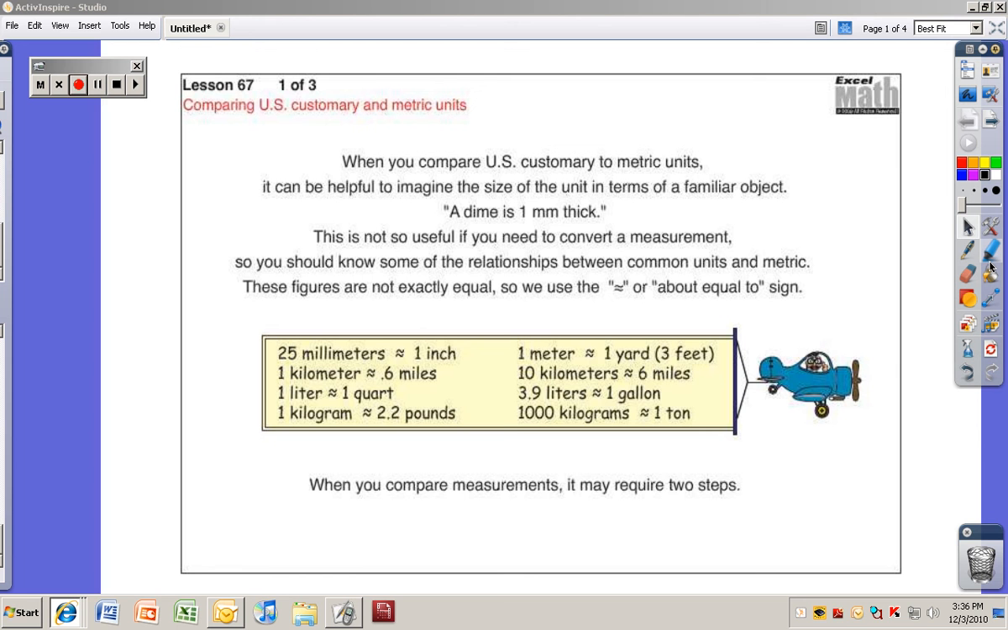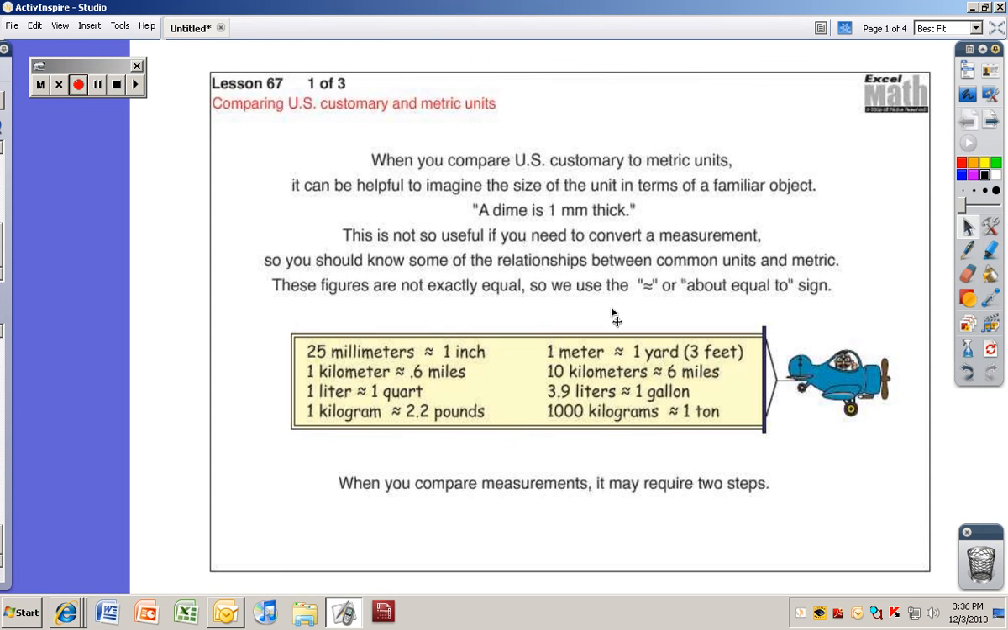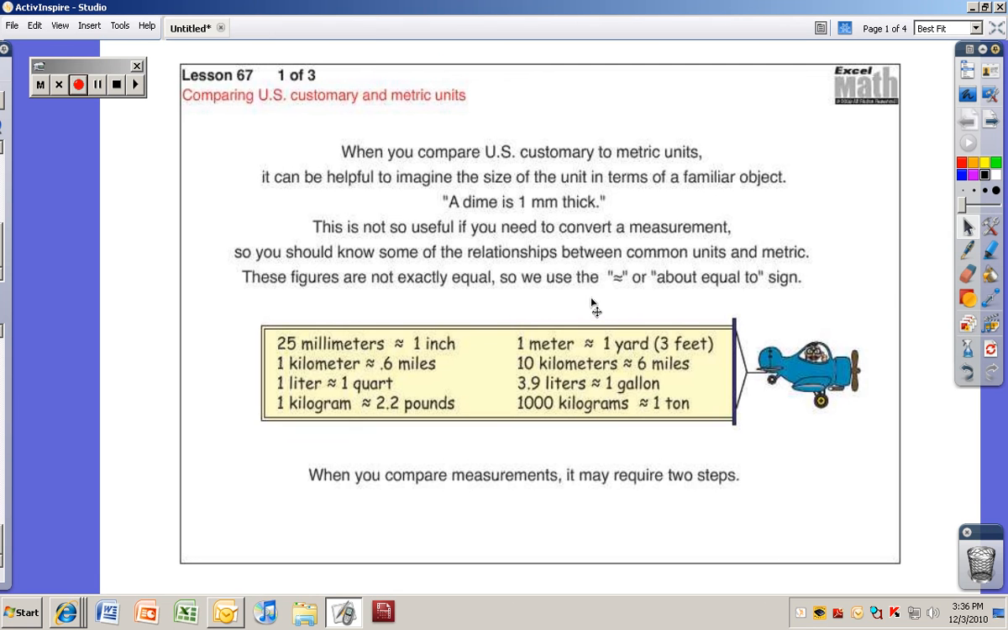This is not so useful if you need to convert a measurement, so you should know some of the relationships between common units and metric. These figures are not exactly equal, so we use the approximate equal or about equal to sign. So when you see a sign, whoa, not that. Okay, let's go to the pen. If you see a sign that looks like an equal sign but it's squiggly, that means that one number is approximately equal to the other one, or one measurement approximately equal to the other.